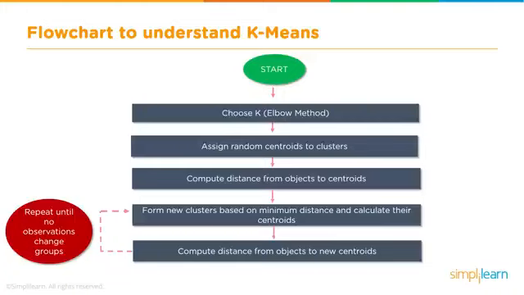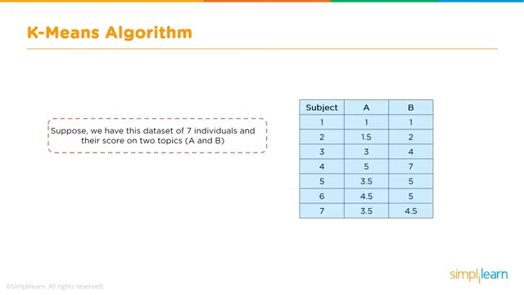We calculate the distances. So as we're doing it, it brings in the new centroid, and then we move the centroid around and we figure out which objects are closest to each centroid. So the objects can switch from one centroid to the other as the centroids are moved around. And we continue that until it is converged. Let's see an example of this. Suppose we have this data set of 7 individuals and their score on two topics, A and B. So here's our subject. In this case, referring to the person taking the test.